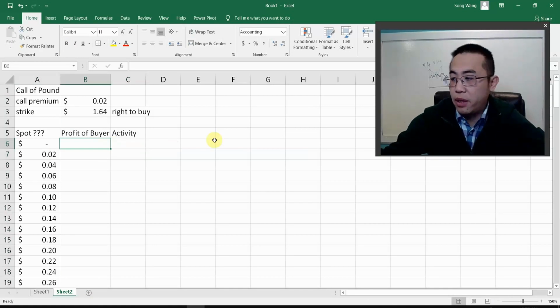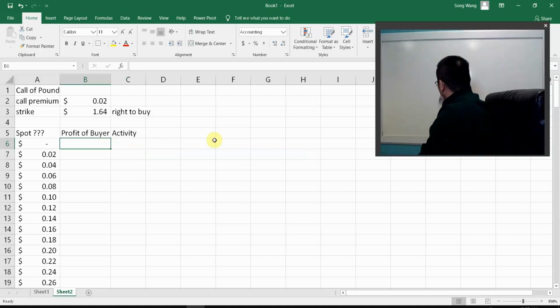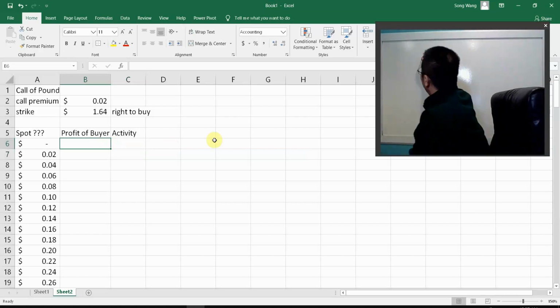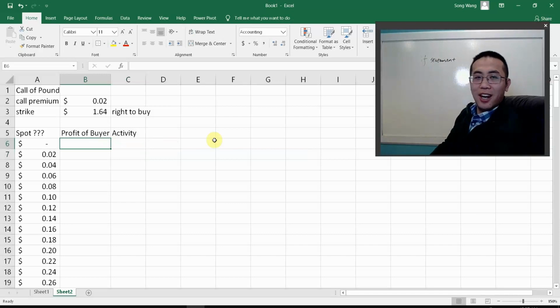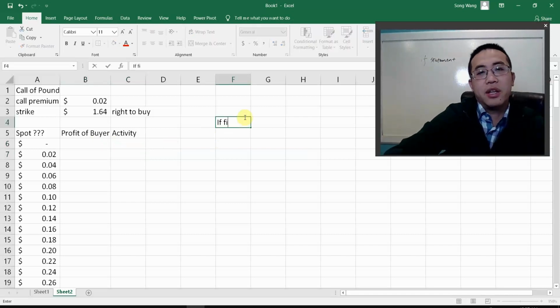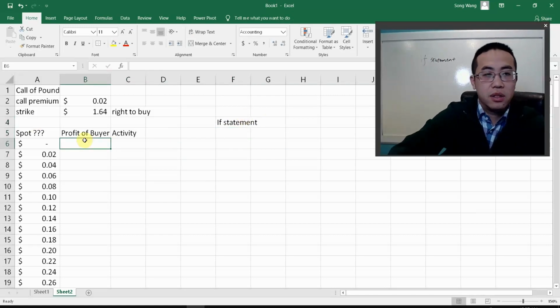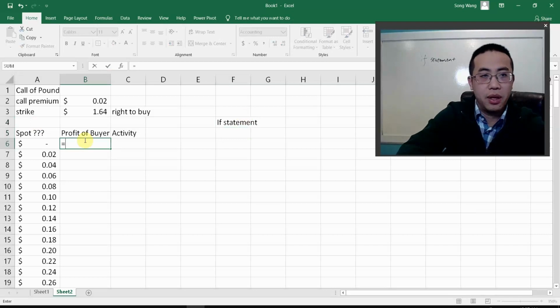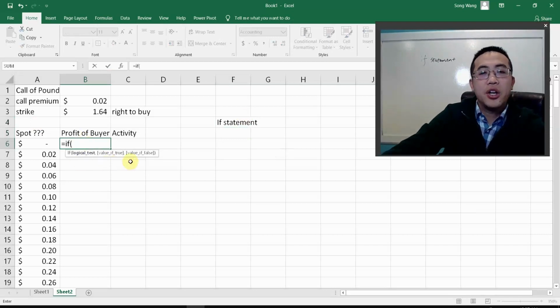Now let's talk about the if statement. Well, maybe I don't have to write it on the board. I'll just put it in Excel. So what is an if statement? Basically, if you start any Excel formula with an equal sign and then type in if, parentheses, this is what it shows: logical test, value if true, value if false.